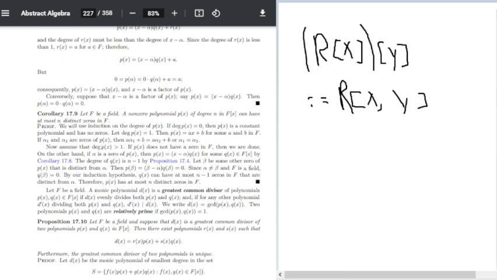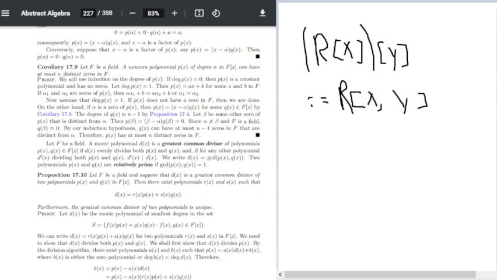So now, let F be a field. A monic polynomial d of x is a greatest common divisor of polynomials p of x and q of x in F of x if d of x evenly divides both p of x and q of x, and if for any other polynomial d prime of x dividing both p of x and q of x, d prime of x divides d of x. We write d of x is equal to the GCD of p of x, q of x. Two polynomials p of x and q of x are relatively prime if the greatest common divisor of p of x, q of x is equal to 1.